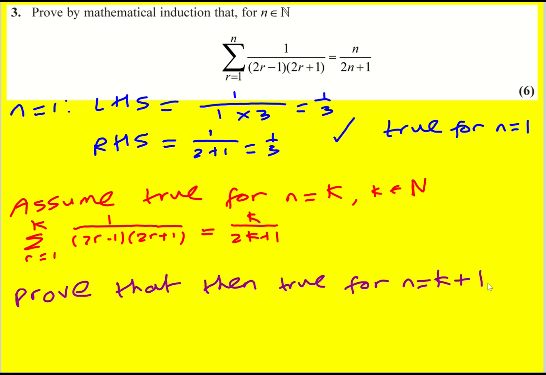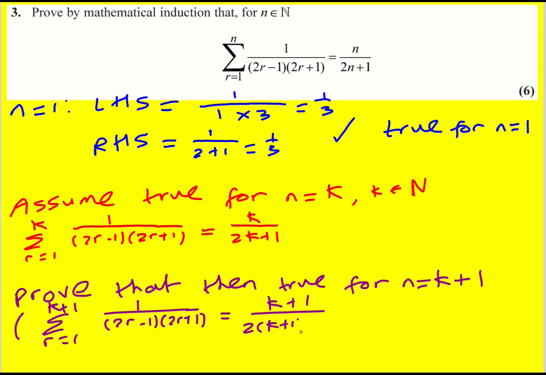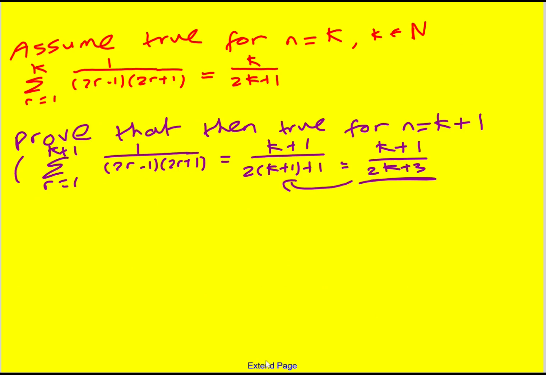So let's just write down what we're trying to get. I think that's, in many proof by induction situations, what I would advise. So we're trying to show that the sum from r equals 1 to k plus 1 of this is equal to k plus 1 over 2 k plus 1 plus 1, which if I expand it, will give me 2k plus 3. So that's what I'm trying to end up with, then I can write it back as a factorized form, and then we're done. Okay.